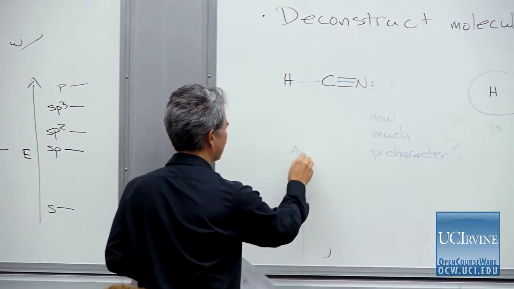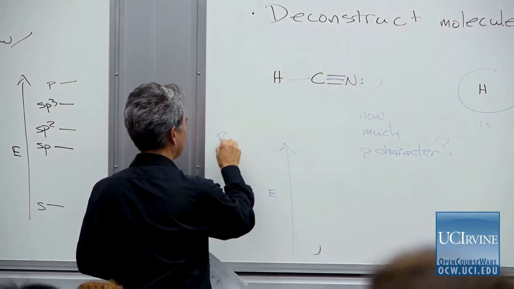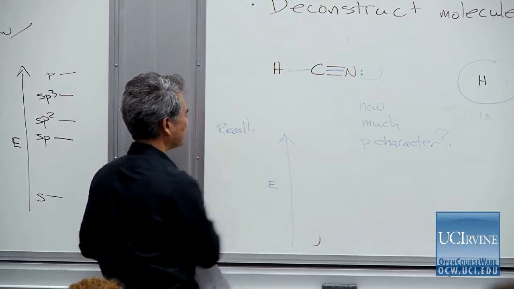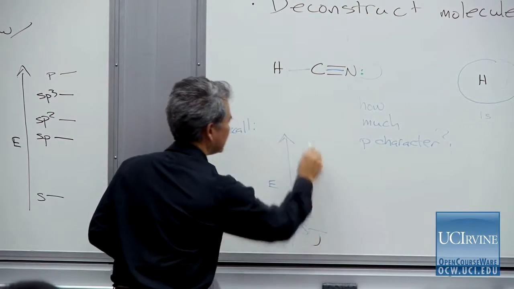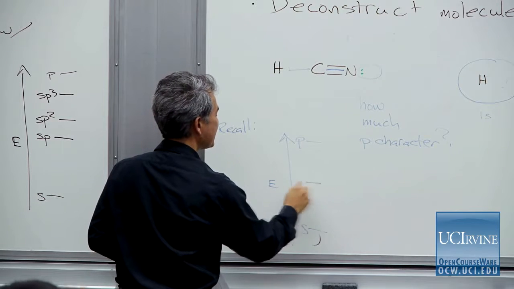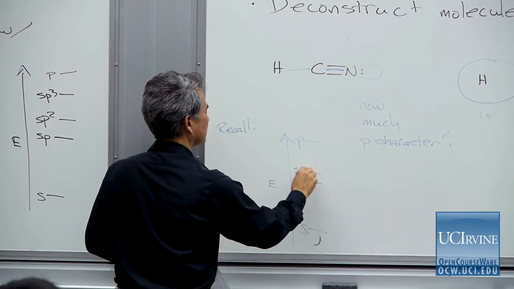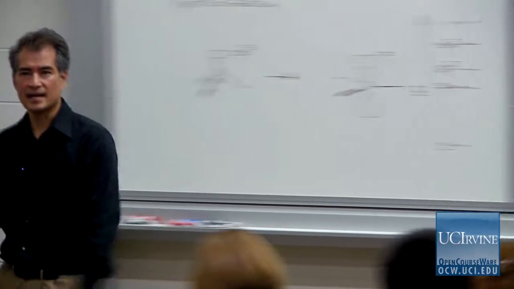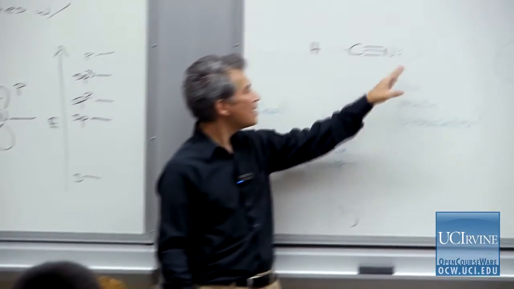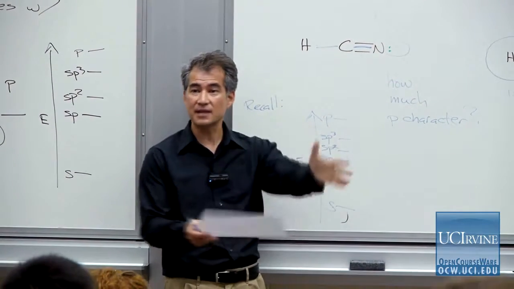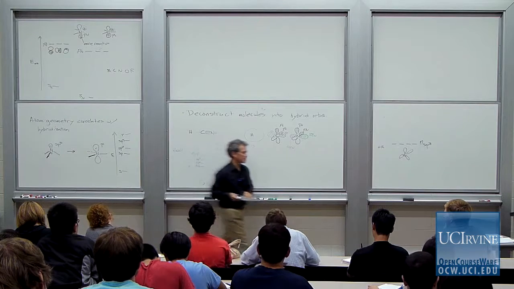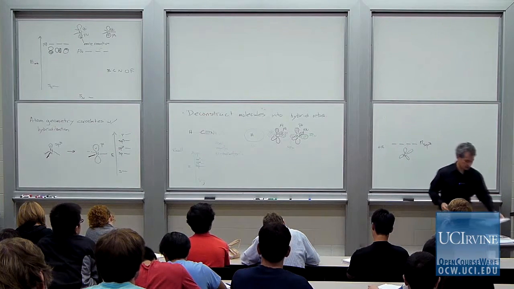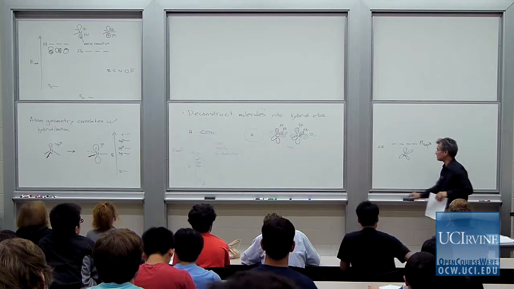Let me just remind you of why I'm always asking myself how much p character there is. It's because p orbitals are high in energy, and the more p character you have, the more nucleophilic you are. I am always asking myself how much p character there is in every single bond and every single lone pair, because I care how nucleophilic this bond is. I care how nucleophilic that lone pair is relative to other molecules. Now let's put some numbers on this. I keep telling you it's important to think about p character. Let's put some numbers on how important it is to think about p character.